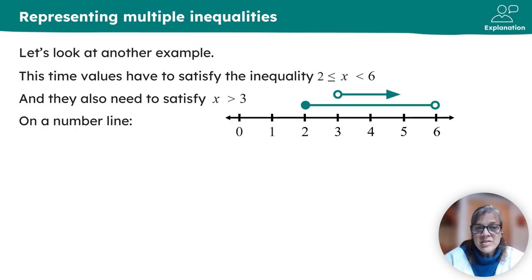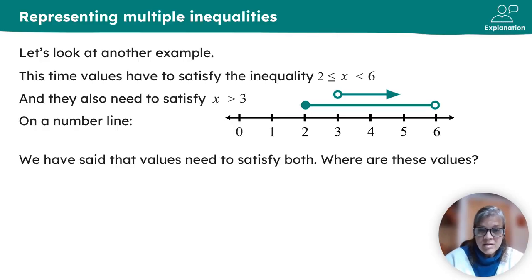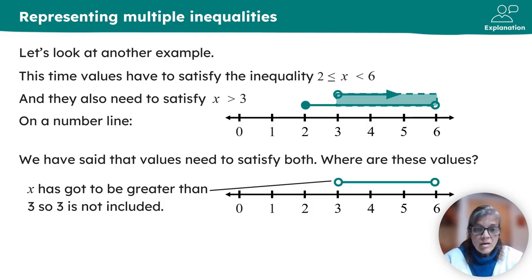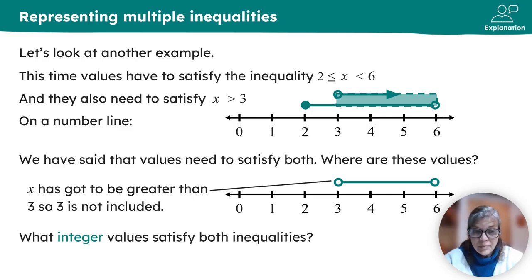So if I have to satisfy all of these, where are the values I could have? I could only have between 3 and 6, and not including either of those values, right? Because it has to be greater than 3, so 3 is not included. If you were going to say what integer values would satisfy both inequalities, remember what integers are, hopefully, you could have 4 or 5. They would satisfy.